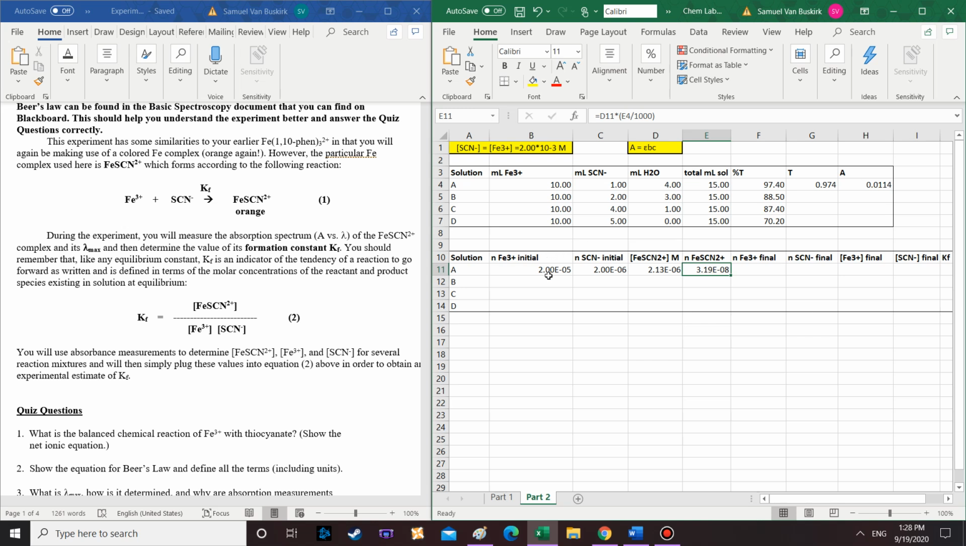So if we take our initial amounts, which are much larger than what we actually ended up with for both of our reactants here, and subtract the amount that we knew had to be consumed from each of these starting reagents, we can calculate the amount left over, the final number of moles.